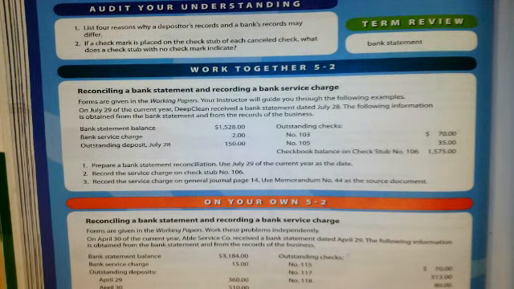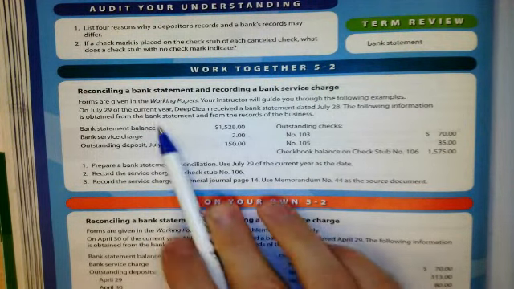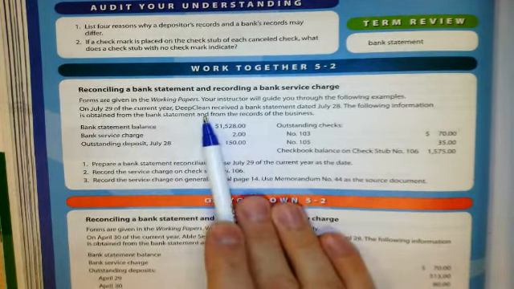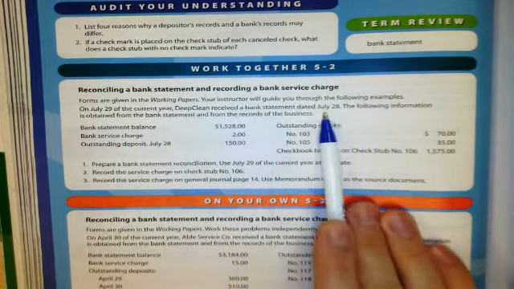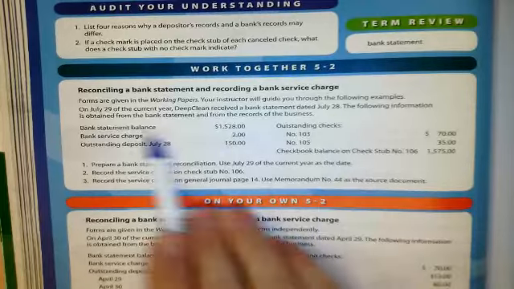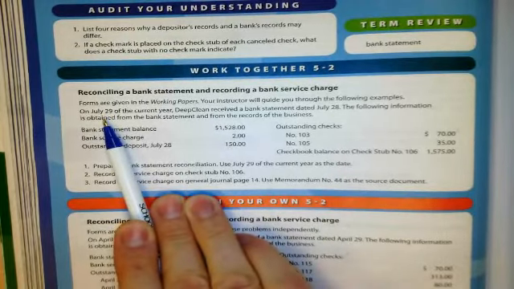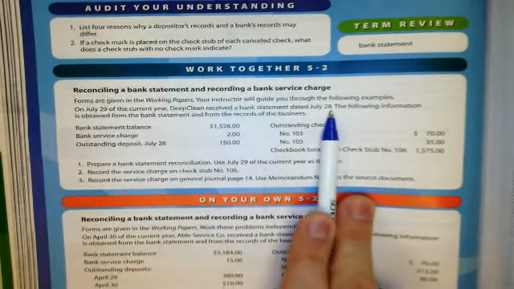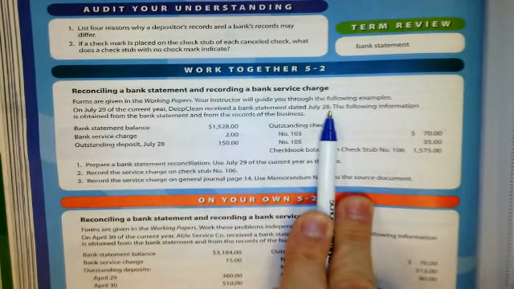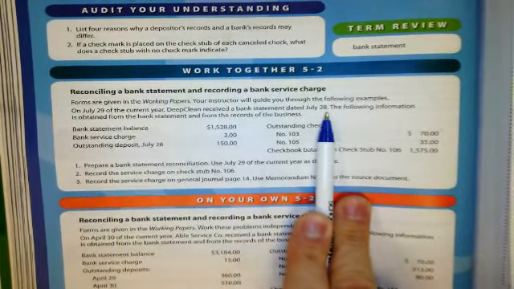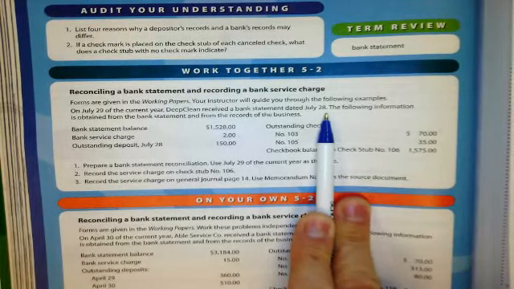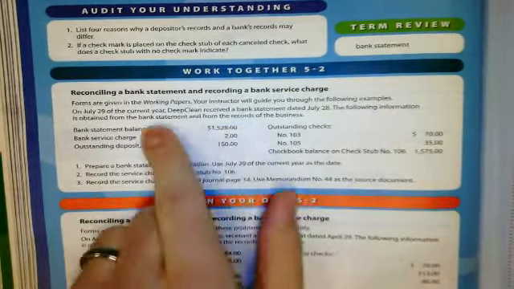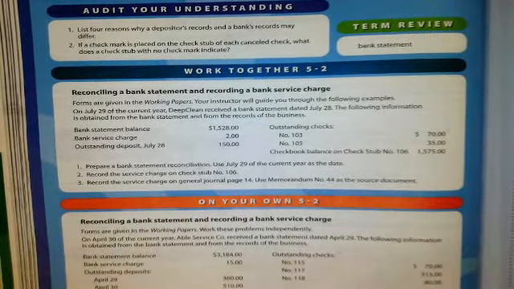Womp womp. All right. So it says, forms are given in the work papers. We got the following instructions. On July 29th, Deep Clean has a bank statement from the 28th. We received the statement on the 28th, and we're sitting down and looking at it on the 29th. The following information is obtained from the bank statement and the business records.